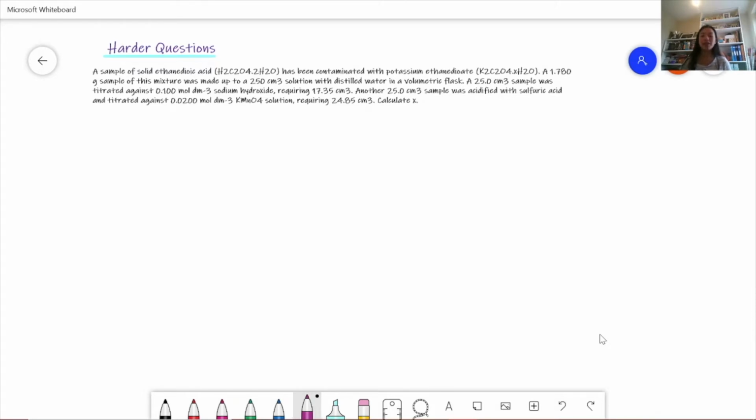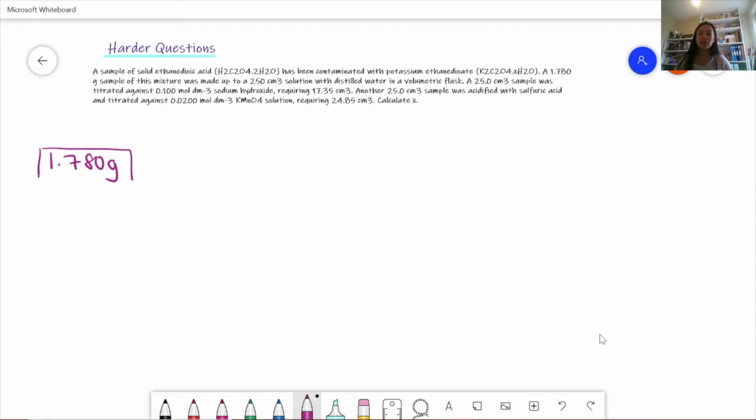Calculate X. So first, I'm just going to draw a quick diagram to try and get my head around what's actually happening, because these questions can be really long. So you can sometimes mix up all the numbers for different solutions. So I always like to draw a diagram first. So we've got 1.780 grams at the beginning.